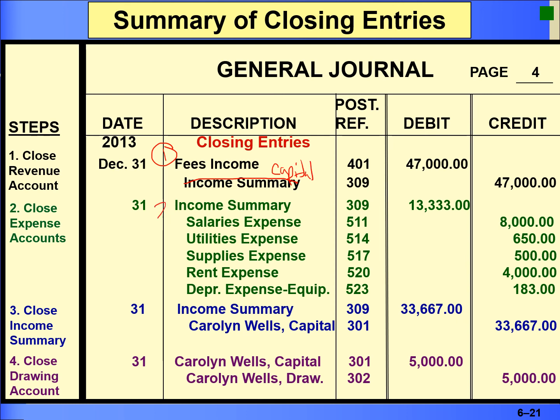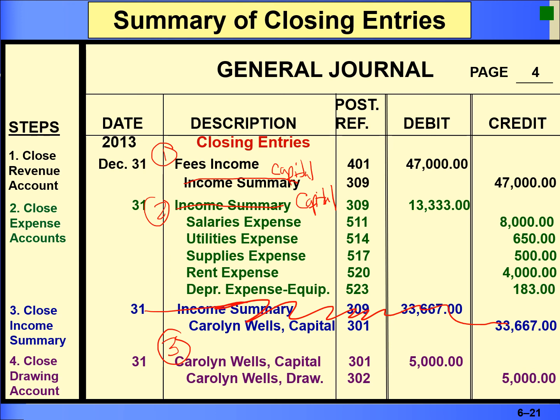And then on the second one, same thing, where you see income summary, just substitute the account capital. And then if you do that, you wouldn't even need that third entry because you would already have both the credit and the debit balances transferred into the capital account. So if you did it that way, look at the third one, you still debit capital, credit drawing. You could actually reduce your closing entries to only 3 steps.